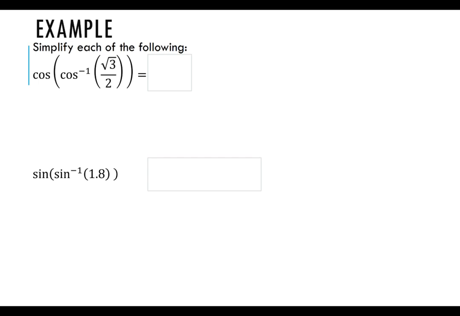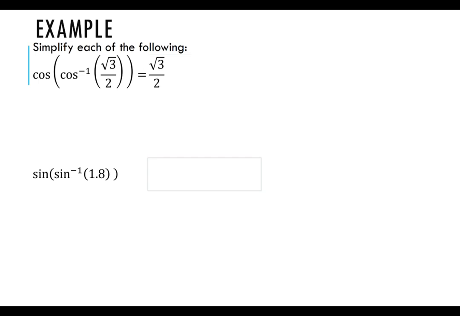We're going to simplify each of the following as much as possible. It really means we're going to give an exact value. So, cosine of cosine inverse of root 3 over 2. Our question is, is root 3 over 2 in the domain of cosine inverse? Well, cosine inverse's domain is between negative 1 and 1. Root 3 over 2 is in there, so we're okay.